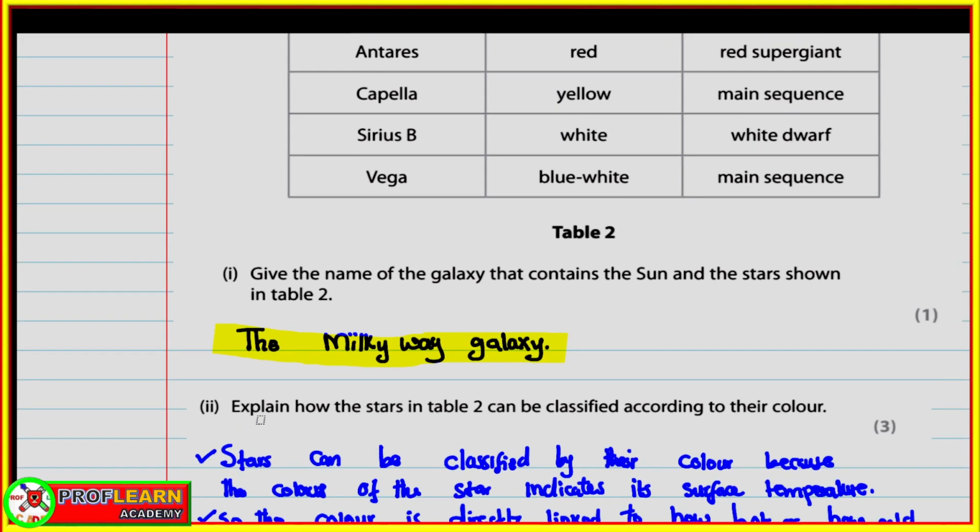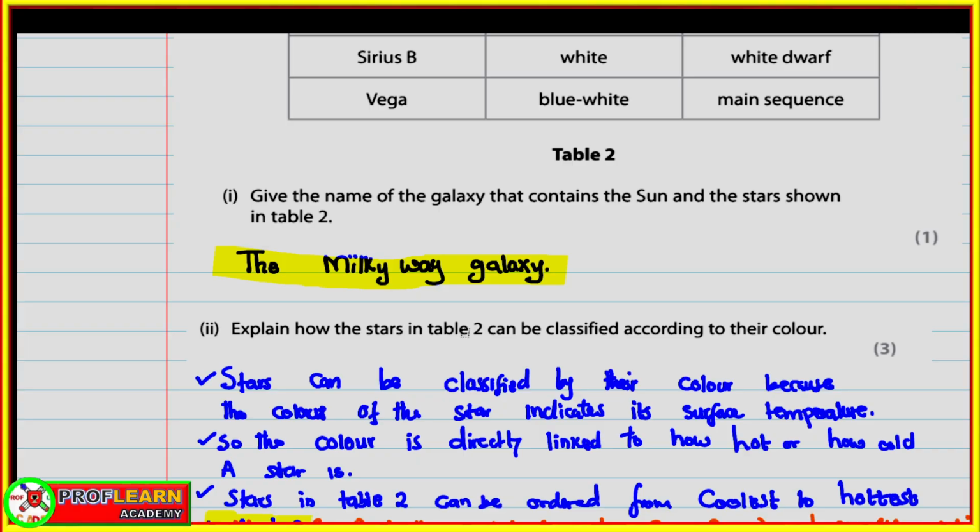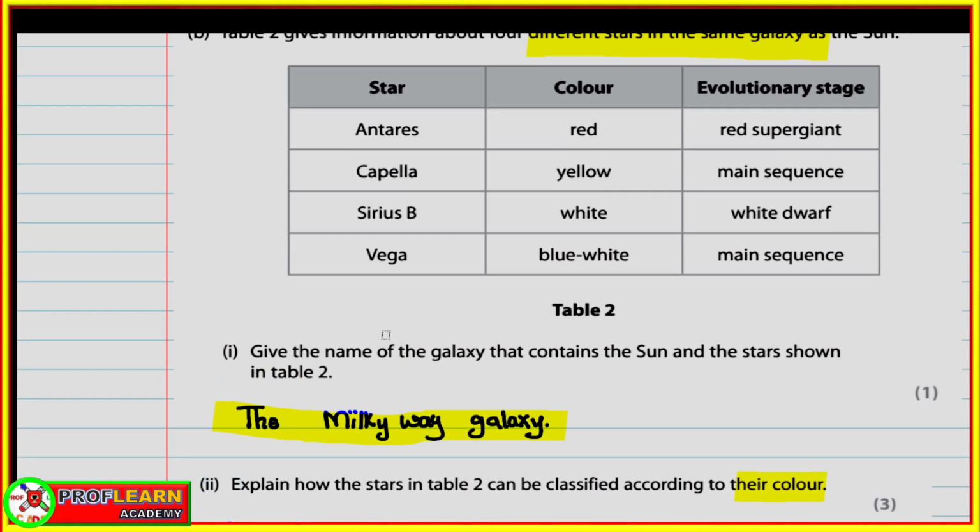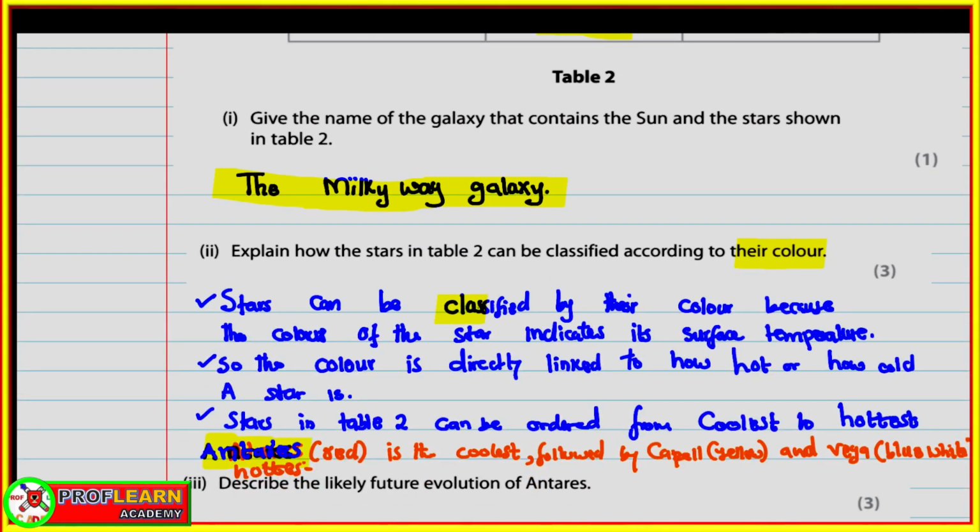And now this is a question that made most students cry. Explain how stars can be classified according to their color. Something that you need to remember is that color also tells you about the surface temperature of a star. If a star is blue-white, this is a very hot star, but if a star is red or yellow, these are cool stars. So which means that stars can be classified by their color, because the color of a star indicates the surface temperature of that star. So color is directly related to how hot and how cold a star is.